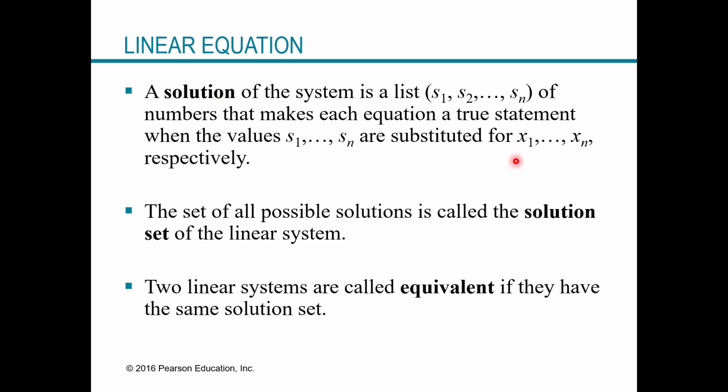So basically, a solution satisfies each equation in your system. If x1 is your variable, you're solving for x1. You're saying x1 equals something, x2 equals something, and so on, whatever makes each of the equations in your system true. We call that a solution. The set of all possible solutions is called the solution set of the linear system. And anytime two linear systems are equivalent, it's because they have the same solution set.